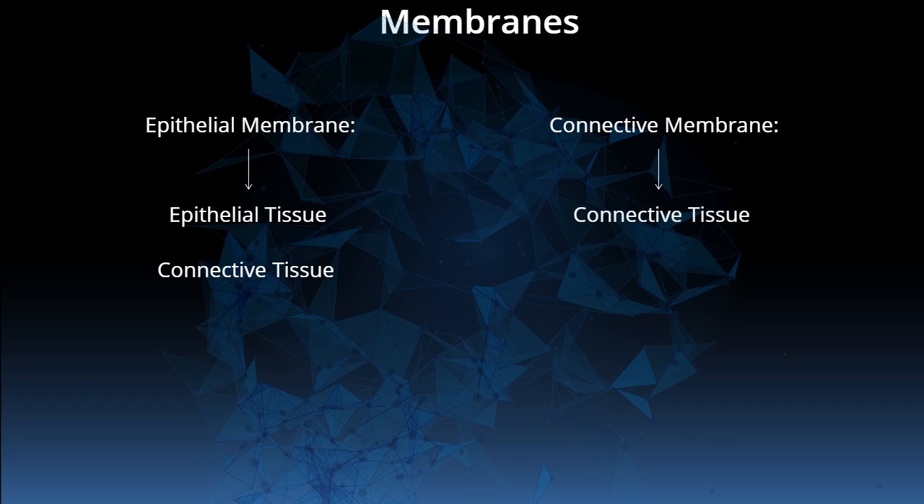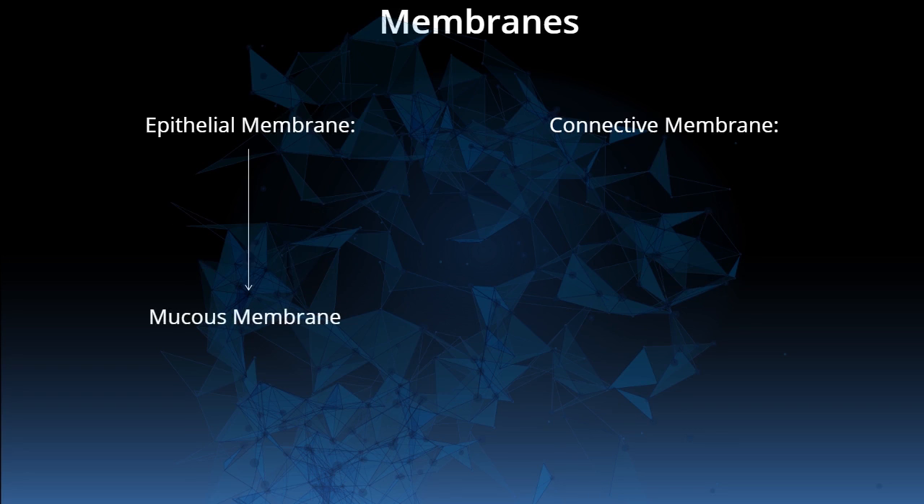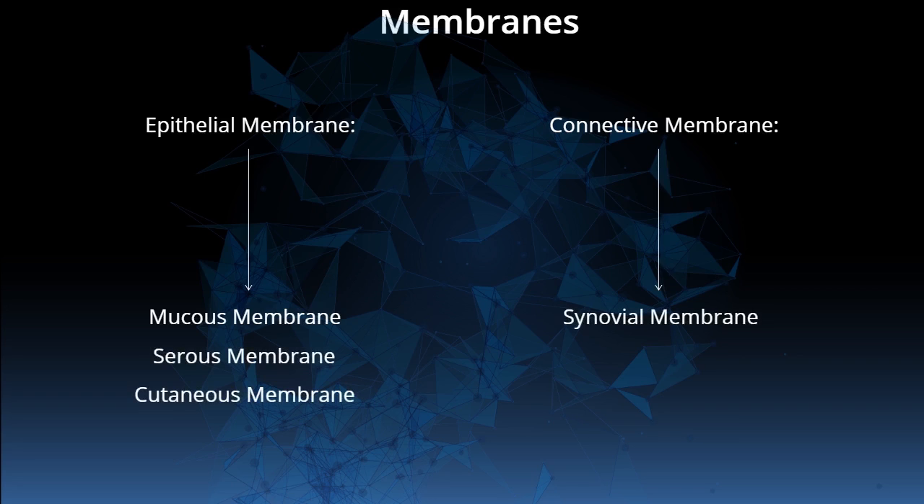tissues. We will discuss the 5 membranes: the mucous membrane, serous membrane, cutaneous membrane, synovial membrane, and the meninges. Of these, the mucous membrane, serous membrane, and the cutaneous membrane are part of the epithelial membrane, while the synovial membrane and meninges are part of the connective tissue membrane.